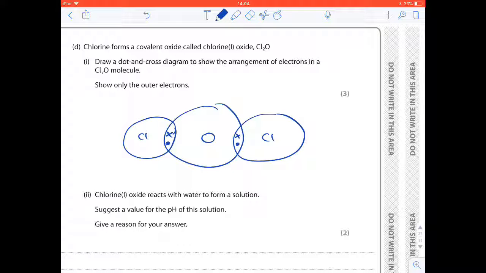Then just thinking about it, the fact that oxygen has 6 electrons in its outer shell means there must be another 4 to draw in. So we've drawn 6 crosses in total. Chlorine in total has got 7 electrons in its outer shell. I've just drawn 1 electron for each chlorine, so I can add in the other 6 electrons on each chlorine atom, and that completes the full outer shell for each atom and gets me 3 marks.